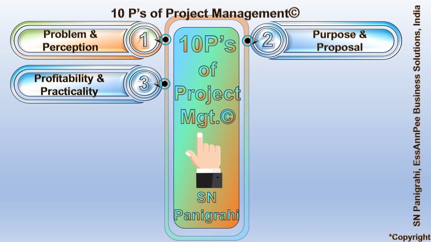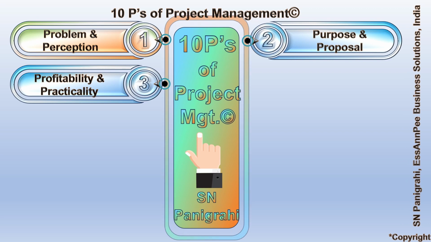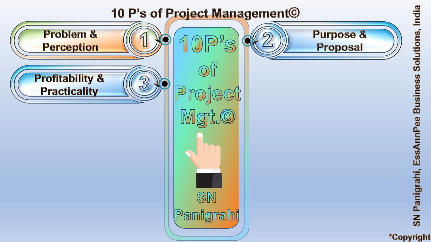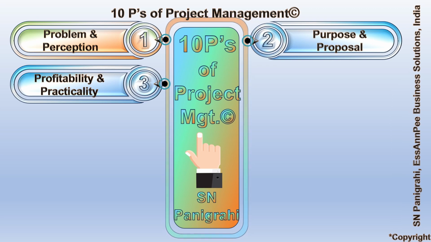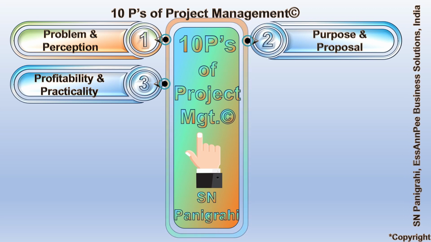Evaluating the project's potential financial return or other tangible benefits is essential. This helps assess its viability and ensures resources are allocated efficiently. Assessing the feasibility of the project's execution is crucial. This involves considering available resources, technical constraints, and potential risks to ensure a realistic and achievable plan.